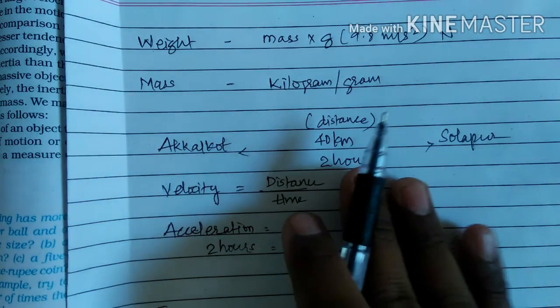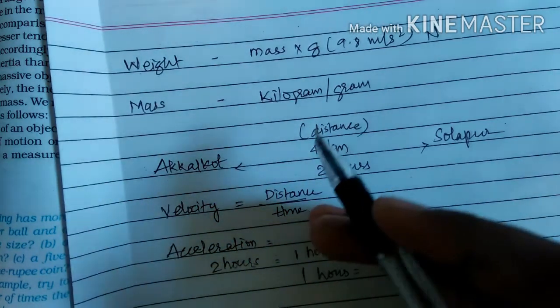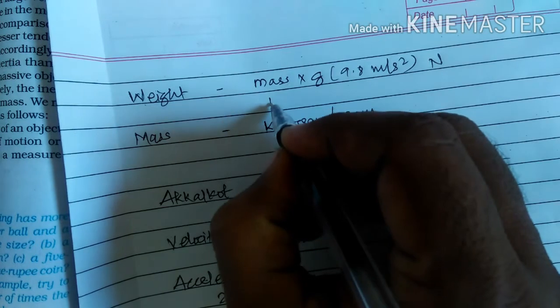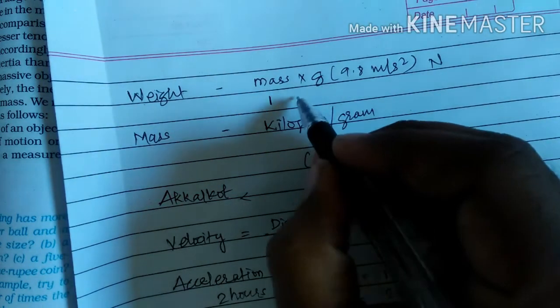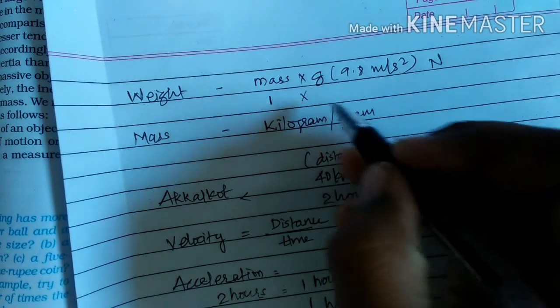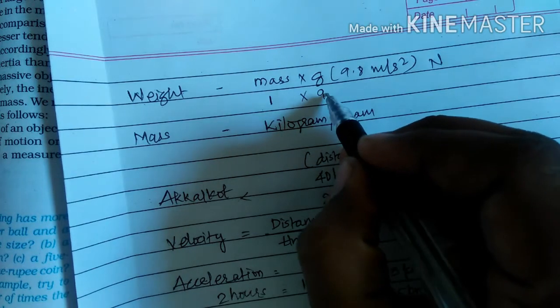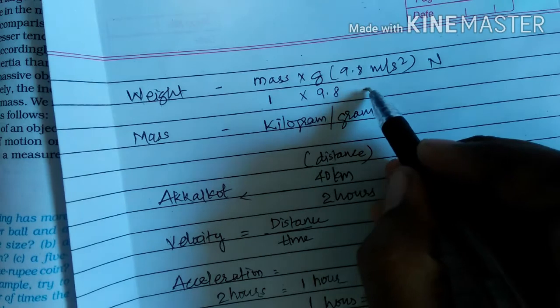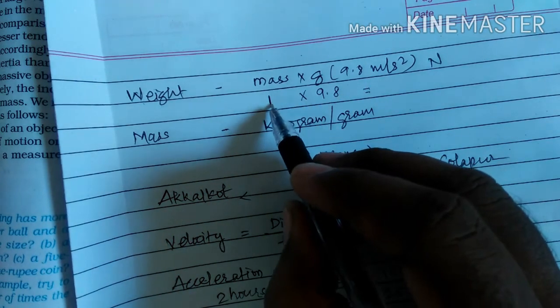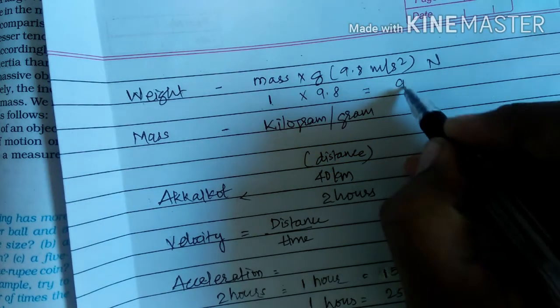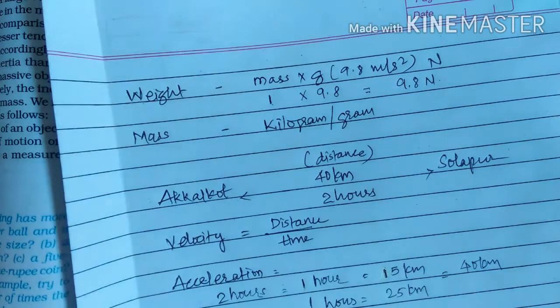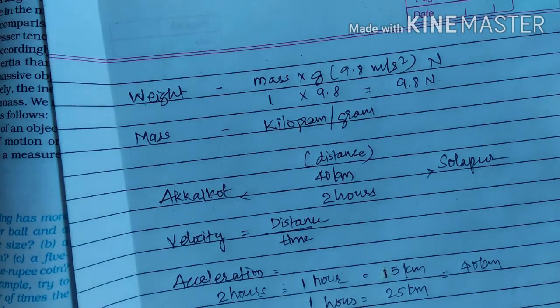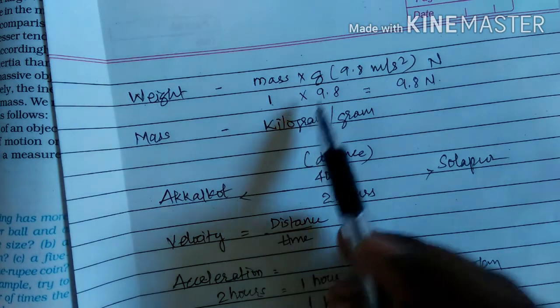Suppose we have taken 1 kilogram of wheat, that means mass, then we have to multiply it by gravity. Gravity is 9.8, and when we calculate 1 into 9.8, it is 9.8, that is weight. Weight we have to calculate. You have to take your weight also and calculate it in this way.